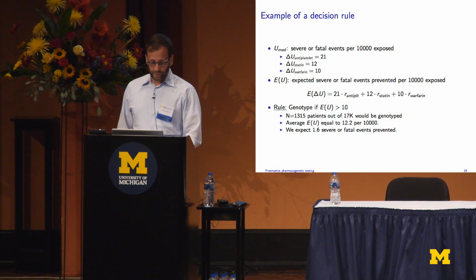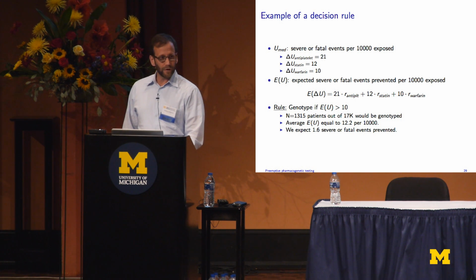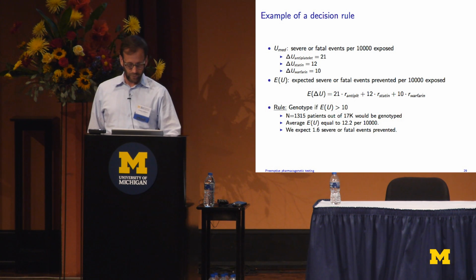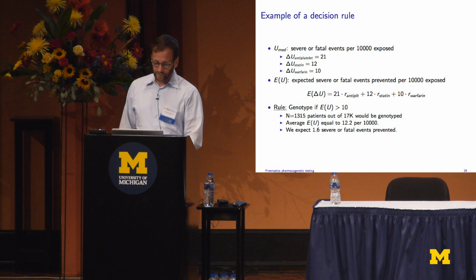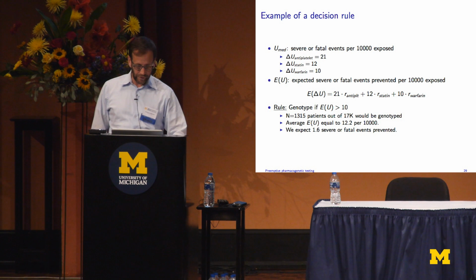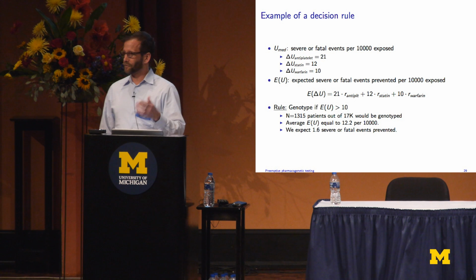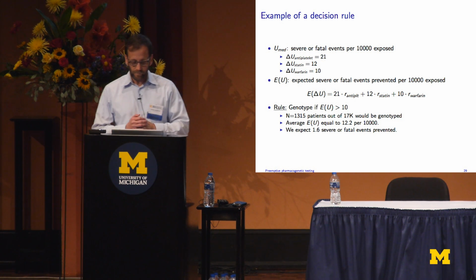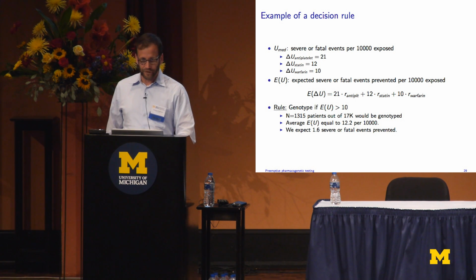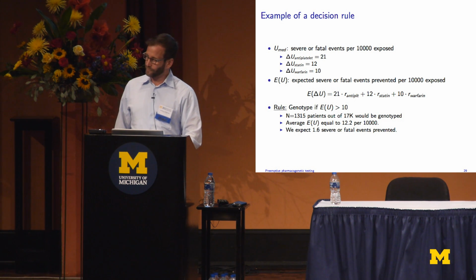So in a cohort that was naive to all 3 of these medications, we estimated that about 1,300 people out of 17,000 would get identified by this particular rule, and their average expected utility is about 12.2 per 10,000. And so in these 1,315 people, we expect that we might be able to prevent 1 or 2 serious or fatal adverse events. Whether or not that's big is something to be discussed. We still have a lot of work to do on getting better estimates of these numbers.